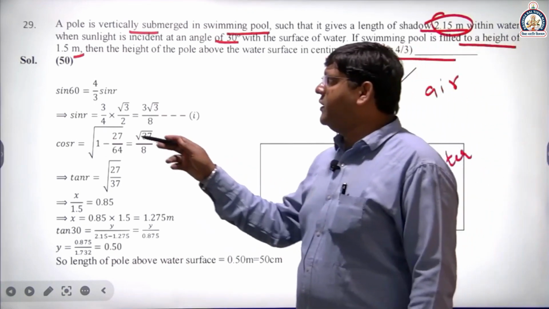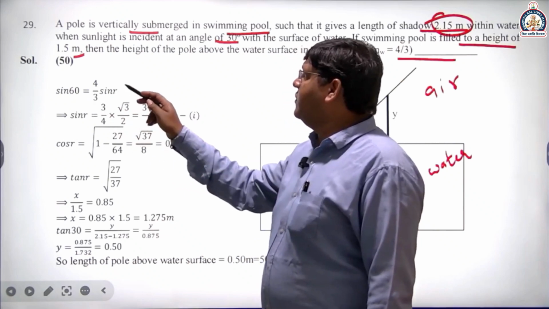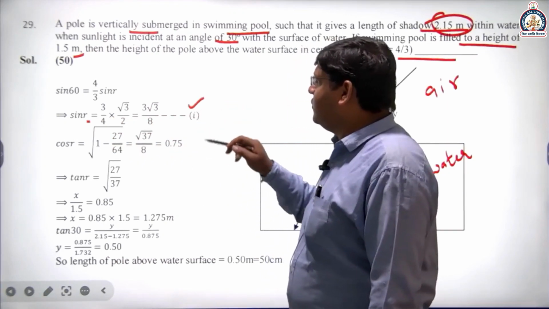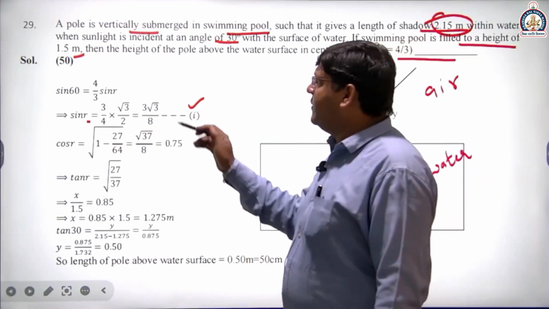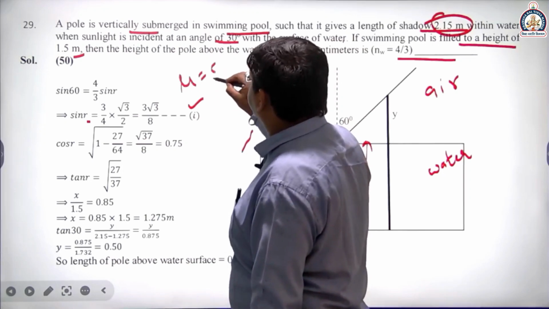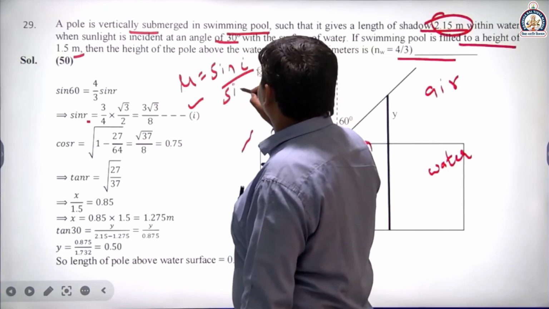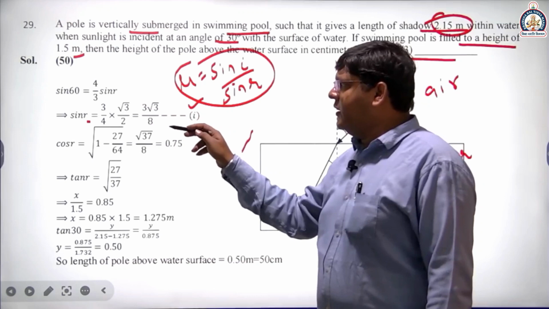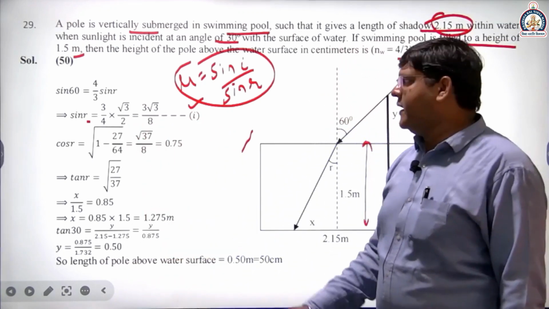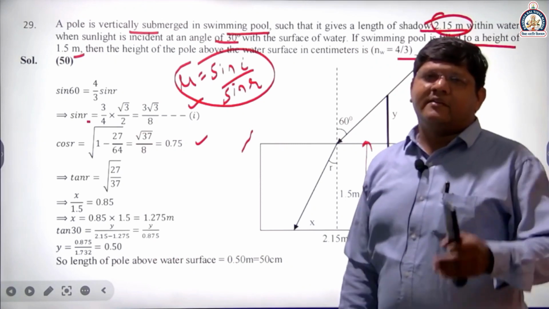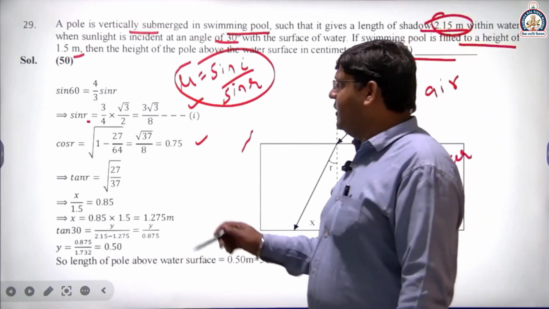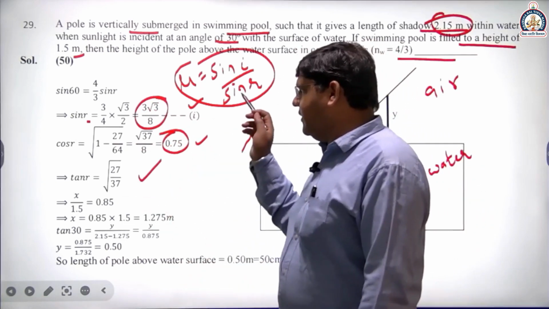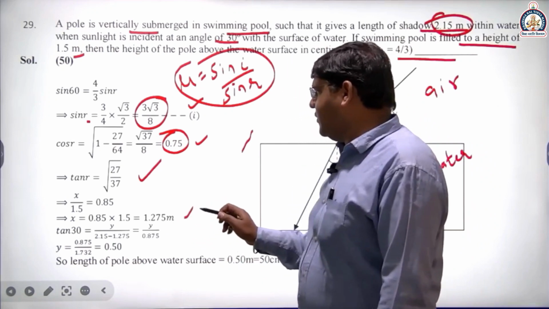According to the laws of refraction, sin 60 is equal to 4 by 3 sin r, since mu is equal to sin i upon sin r. Solving for sin r we get 3 root 3 upon 8. If we are provided with sin r, we can calculate cos r as well, using sin squared theta plus cos squared theta is equal to 1. So sin r is 3 root 3 upon 8 and cos r is 0.75.